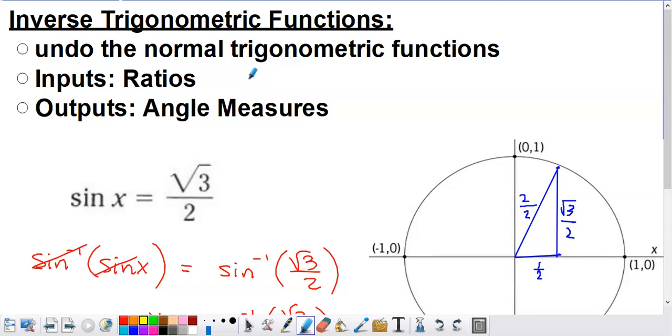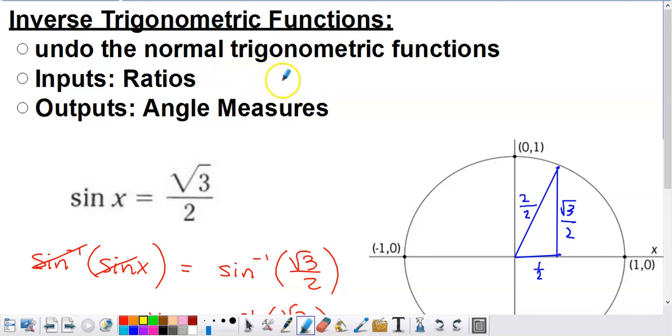So we also want to know how to undo the trigonometric functions. If you look at this equation right here, sine of x is equal to this number. How do we figure out what the solution for x is? How do we isolate x? How do we undo this sine function? Well, the way that we're going to accomplish that goal is we're going to use what's known as the inverse sine function. So the inverse trigonometric functions undo the normal trigonometric functions.